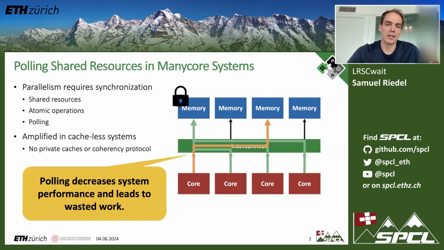So this will decrease the performance of our system. And this is especially amplified in cacheless systems, where we don't have the coherency protocol helping us out by building queue locks and stuff.